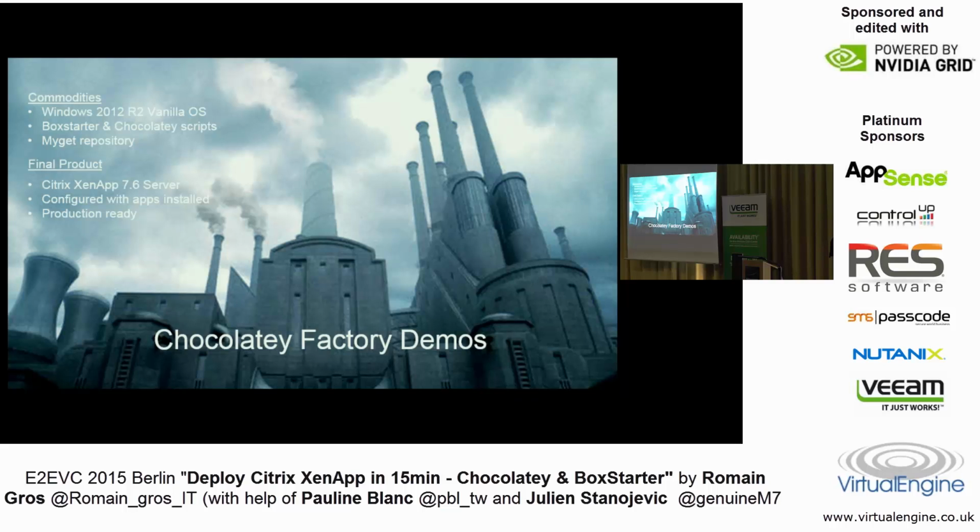And the final product we have is a Citrix XenApp 7.6 server completely configured with apps installed, which is production ready. We just make a little trick in the deployment: for the XenApp configuration, the server is added to the farm with maintenance mode enabled, so that we don't have the risk that when it comes directly into the XenApp farm, users could connect to the server too early. We just have to manually disable the maintenance mode to ensure that the server is okay for users.